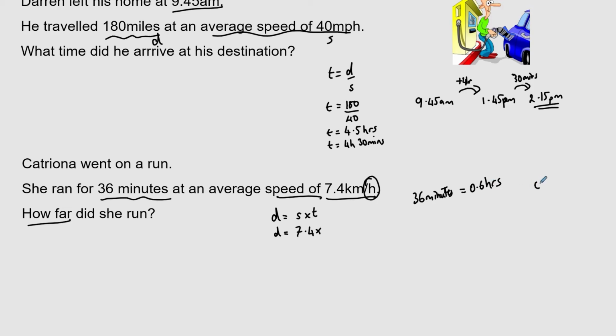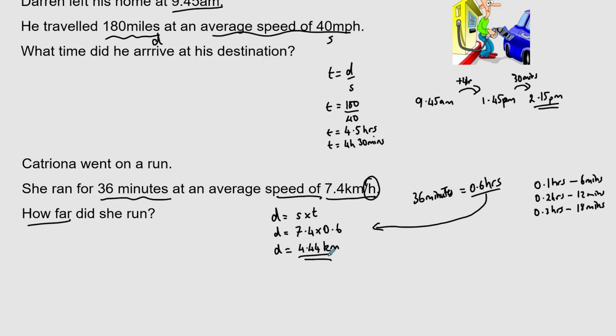And if you want to step that out, it's quite easy. 0.1 hours is your kind of baseline. That's 6 minutes. So you can keep kind of doubling that. 0.2 hours, 12 minutes. Just keep adding on 6 minutes. 0.3 hours is 18, and so on. So we can do that until we get up to 0.6, which would be 36 minutes. So the time that we want to use here is 0.6. 7.4 times 0.6. And that gives you 4.44, and it's a distance, so kilometers was the distance unit.